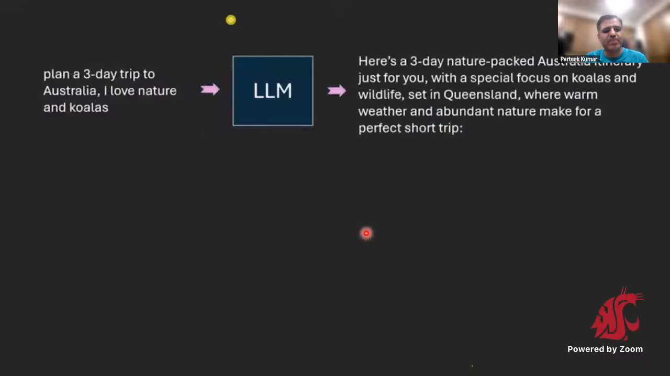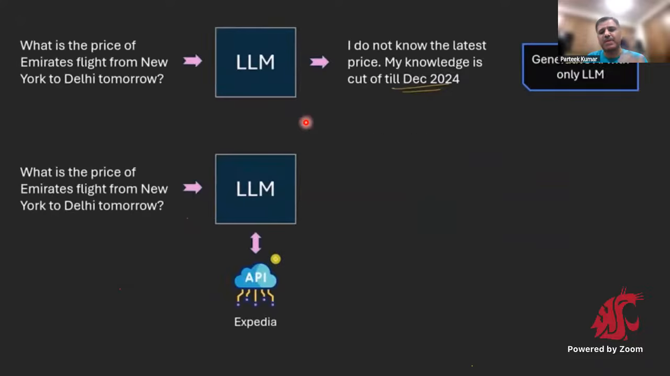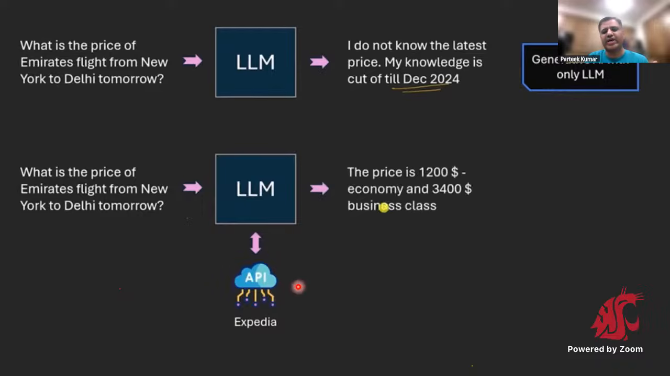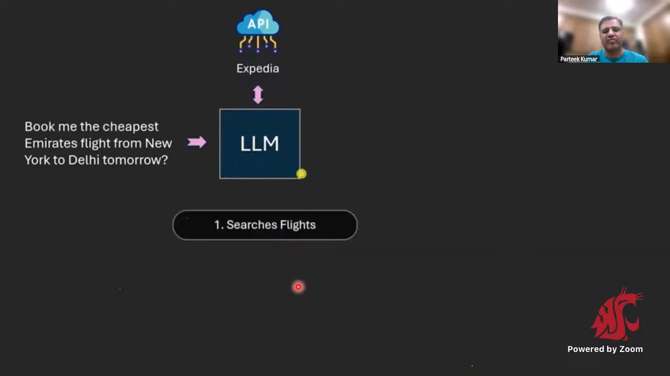Let's move to the next one. This is another example of using an LLM and extending it with more features. Let's say we say, plan a 3-day trip to Australia. I love nature. If you give a simple query, then the LLM will give you a limited response. But in order to plan activities in a full-fledged way, for example, you ask what is the price of an Emirates flight from New York to Delhi tomorrow? In order to answer that question, the LLM needs access to a tool like Expedia so that it can answer that query. And we can even go ahead and provide card access and so on, so that it can make the full booking for us.